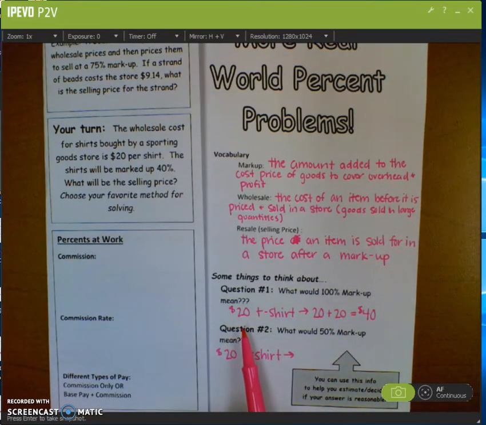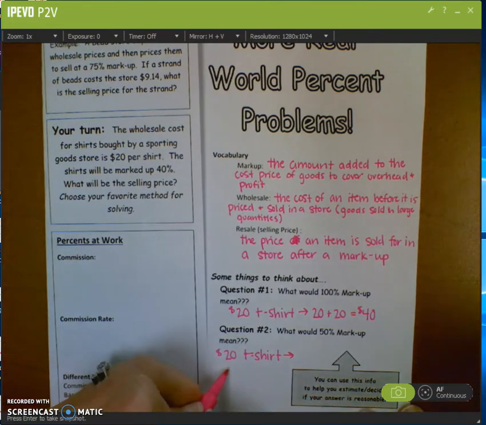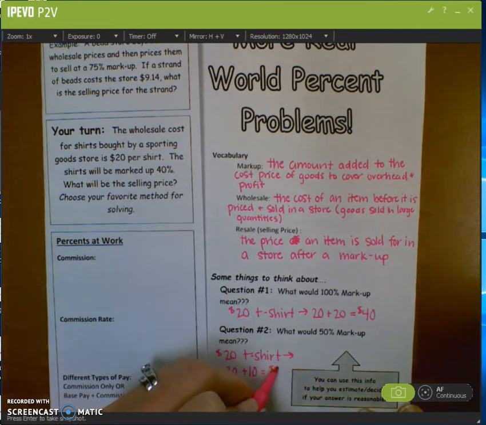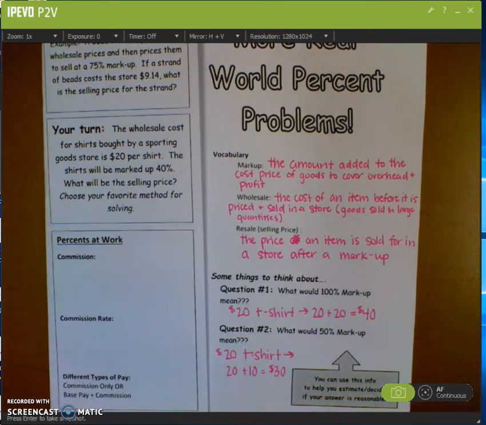If they mark it up 100%, that means that they're going to increase it by 100% of its cost and make that shirt $40. And down here, question number 2, what would a 50% markup mean? Well, that means we're going to take 50% of the original cost and mark it up by that much. So 50% of 20 is 10, and so a 50% markup would mean $30. They're going to sell it to us for $30.